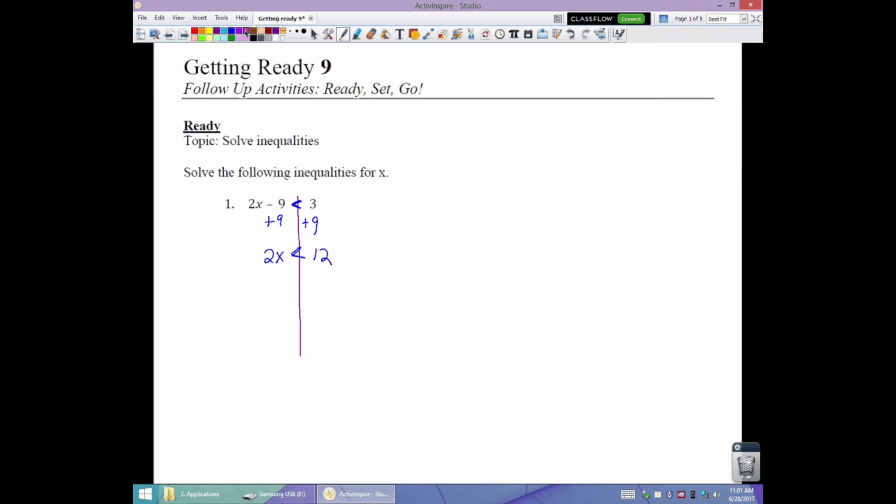Now to get rid of the times 2, we will divide by 2 on both sides. x is still less than 6. And it's not just the 6 that is our solution, it's that entire inequality: x is less than 6.